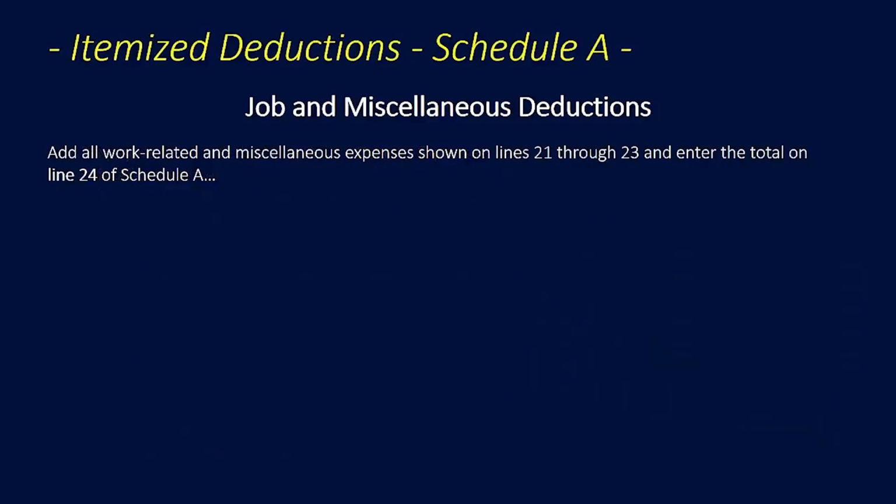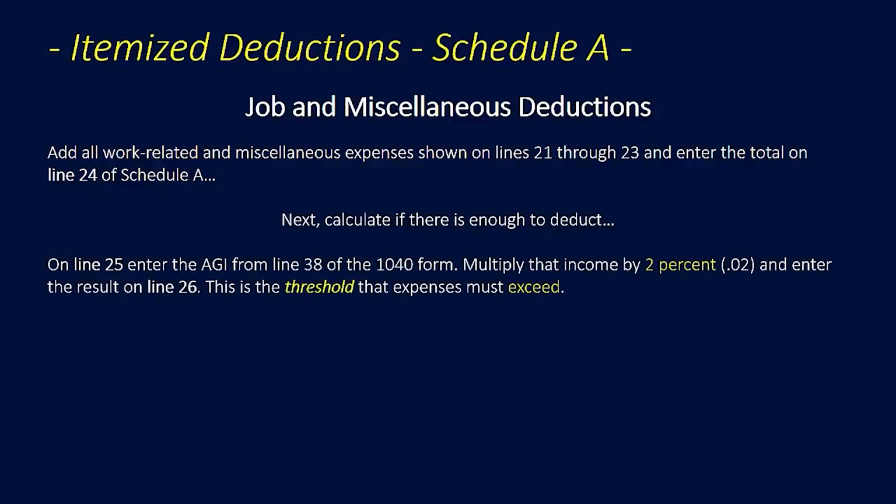Add all work-related and miscellaneous expenses shown on lines 21 through 23. Enter the total on line 24 of the Schedule A. Next, we calculate if there is indeed enough to deduct. On line 25, we enter the AGI from line 38 of the 1040. We multiply that income by 2% and enter the result on line 26.